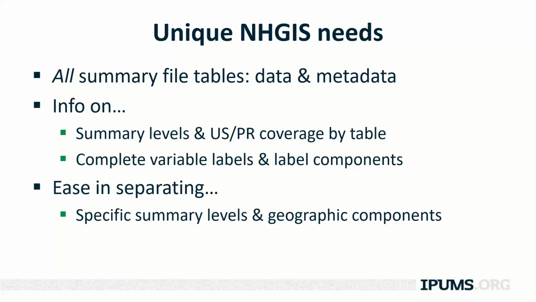For NHGIS, we actually pull all those records apart so that we keep the block groups in one place, the tracts in another place, the counties and states and nation level data in separate files, and you can request them in separate files. Similarly, we pull out the different geographic components, urban, rural, metropolitan areas, and keep those in separate files. We also separate, as I mentioned, estimates and margins of error.